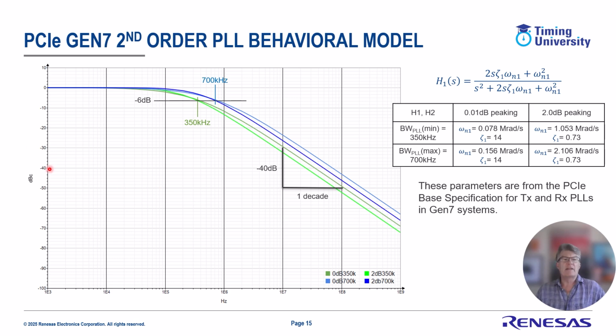Again, the vertical axis is in dBc, the horizontal axis is in hertz, with this being 10 to the 6th or 1 megahertz, this being 10 to the 3rd or 1 kilohertz, and then 10 to the 9th up here for 1 gigahertz. So these are the parameters specified in the PCI SIG system, and that's what the PLL transfer functions for Gen 7 look like.